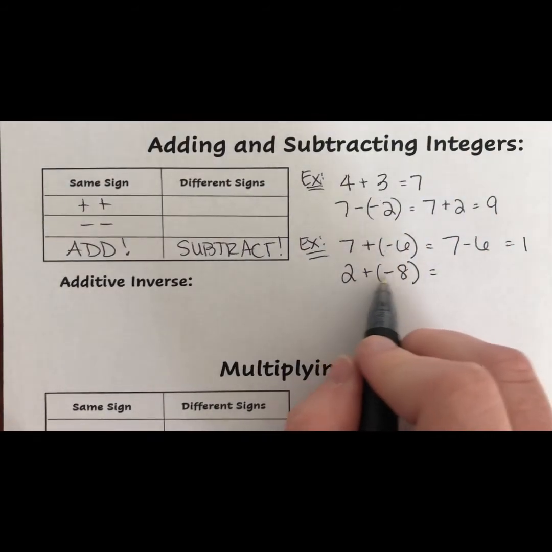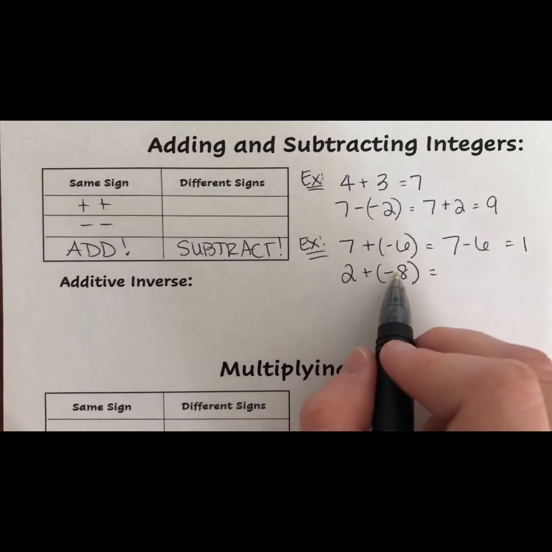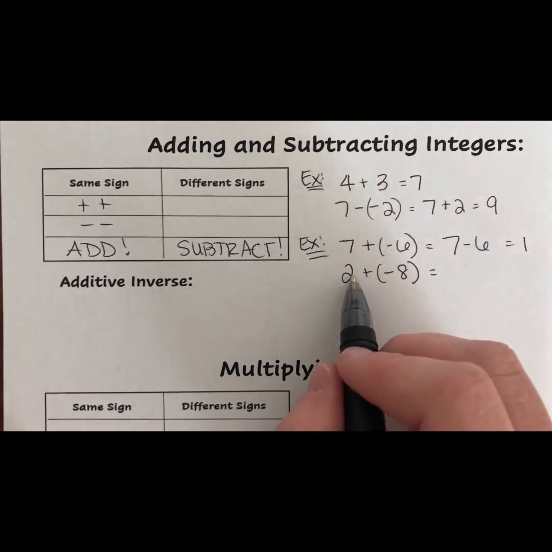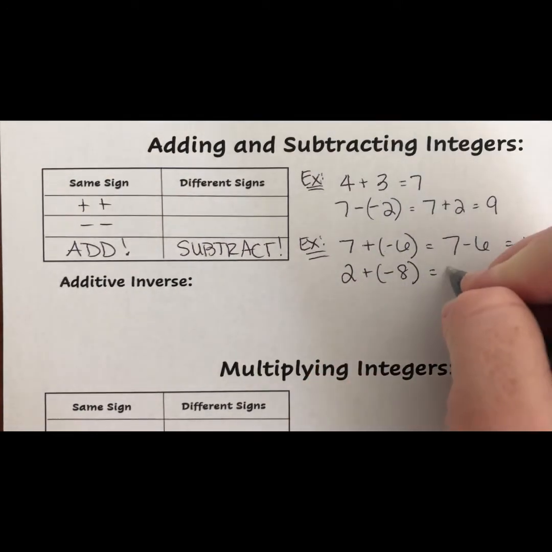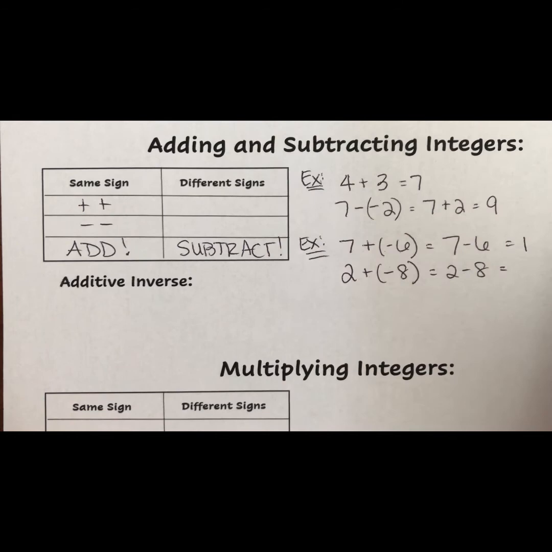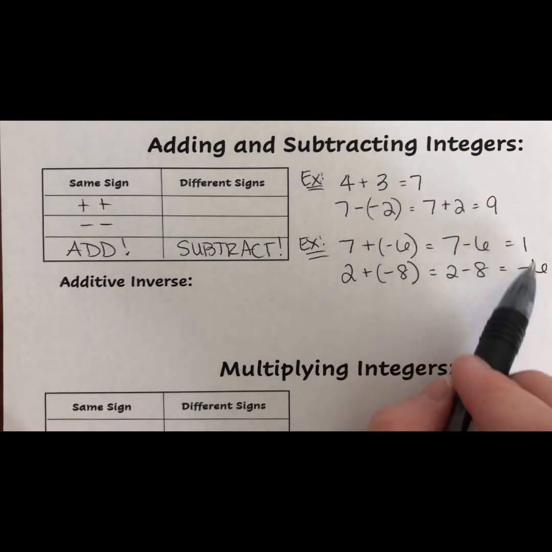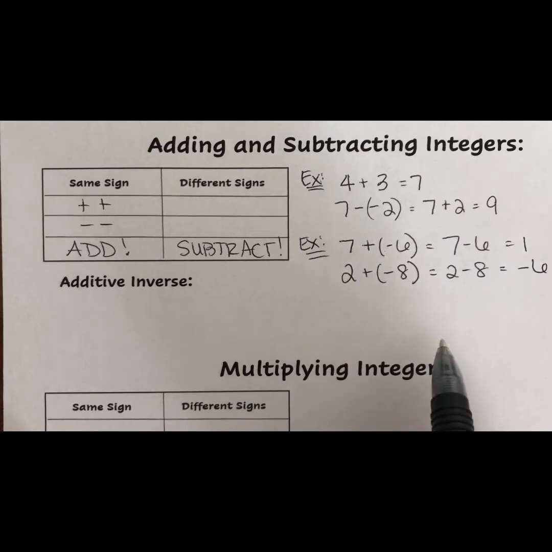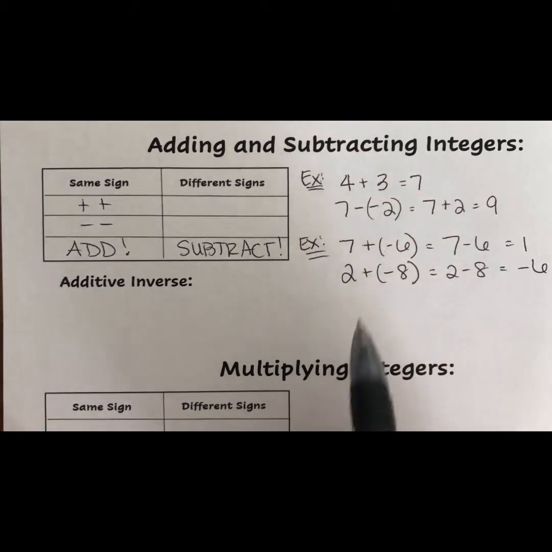Same thing, the signs are different. Or I could say 2 minus positive 8. Same thing, right? We would subtract here. So I'd say 2 minus 8, which is negative 6. There is no rule about what your answer ends up being when you're adding or subtracting. That can be whatever. It just depends on what the numbers are.